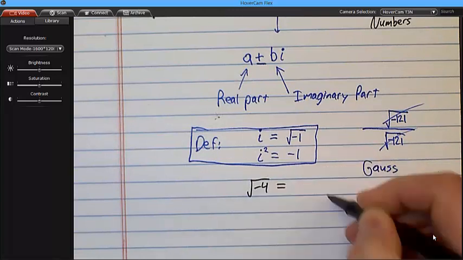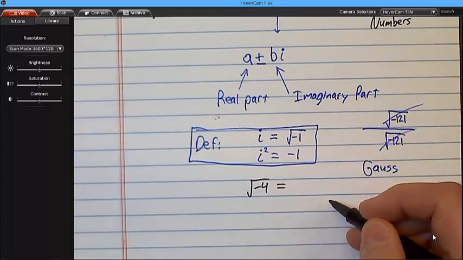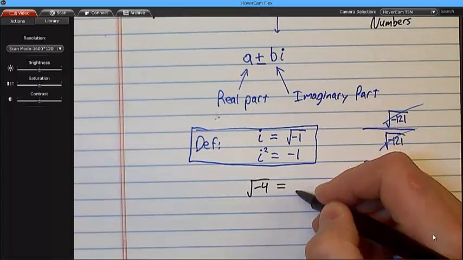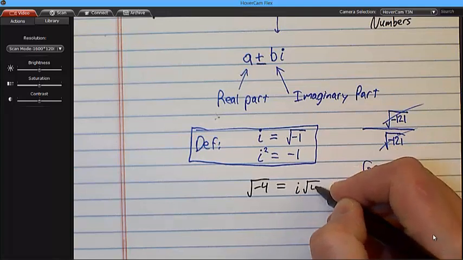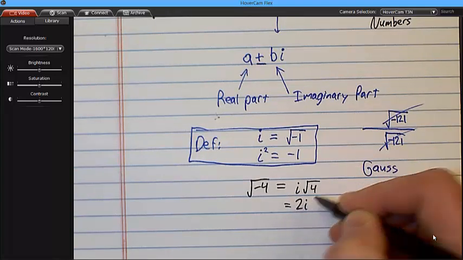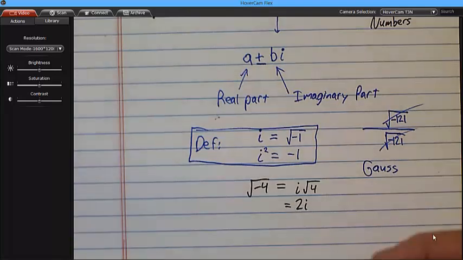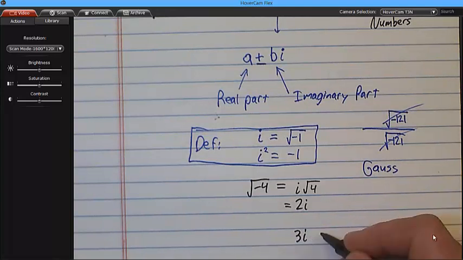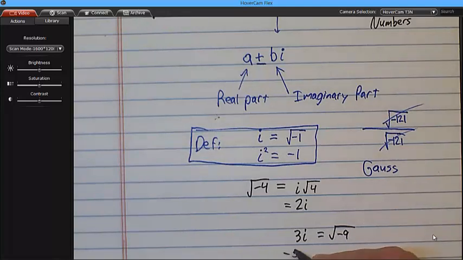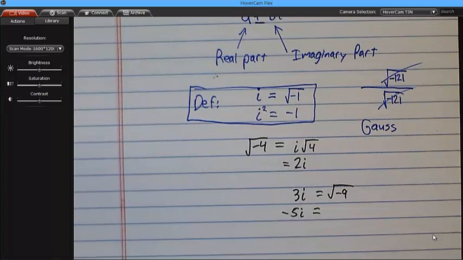you guys know the square root of negative 4. What's that? Good. Because it's i times the square root of 4, so it's just 2i. You guys with me? Can you have 3i? What would that be? The square root of negative 9. Can you have negative 5i? Would that make sense? Think about that one.